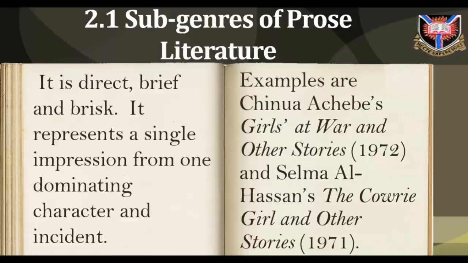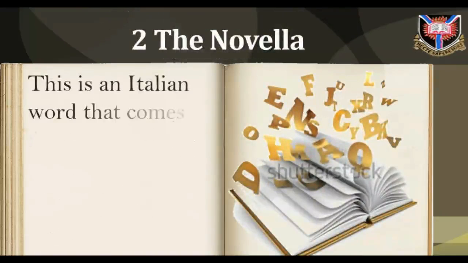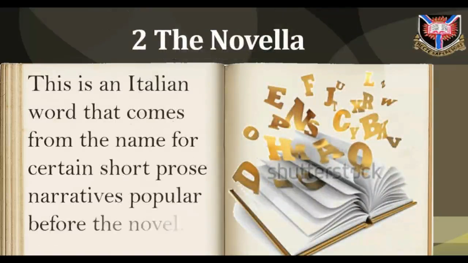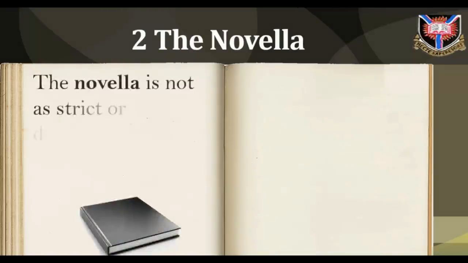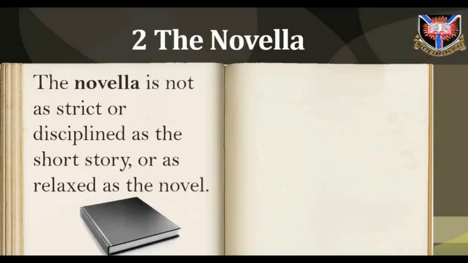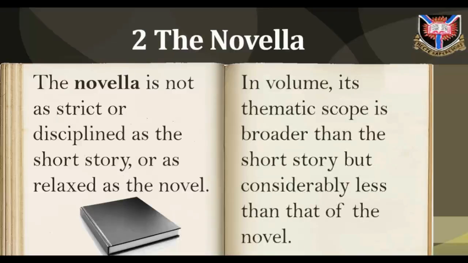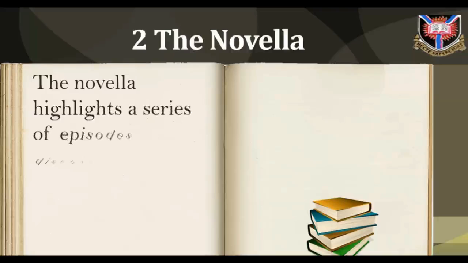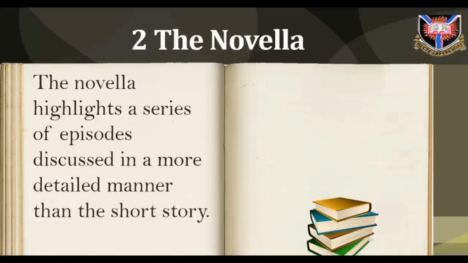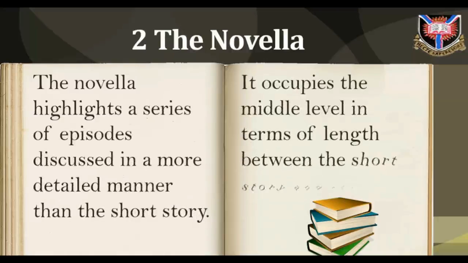What is a novella? It is an Italian word that comes from the name for certain short prose narratives popular before the novel. The novella is not as strict or disciplined as the short story, but as relaxed as the novel. In volume, its thematic scope is broader than the short story, but considerably less than that of the novel. The novella highlights a series of episodes discussed in a more detailed manner than the short story. It occupies the middle level in terms of length between the short story and the novel.